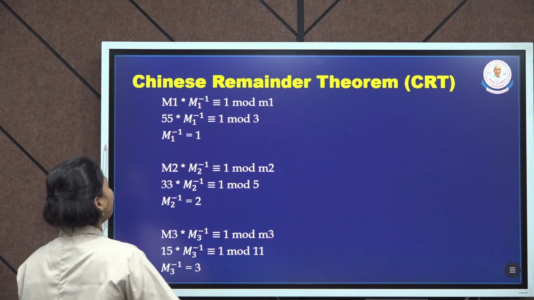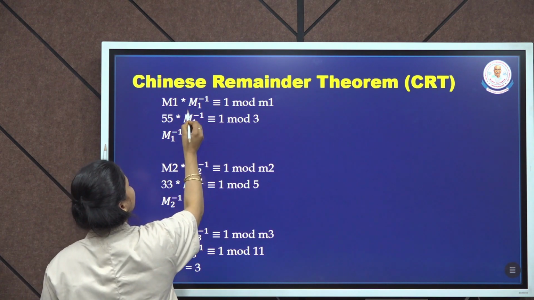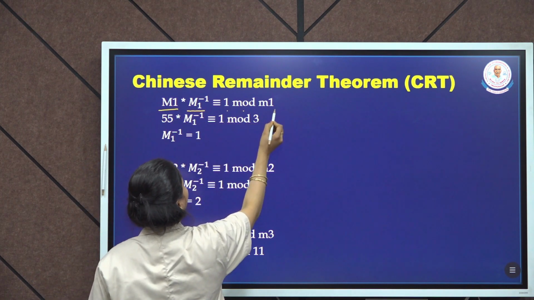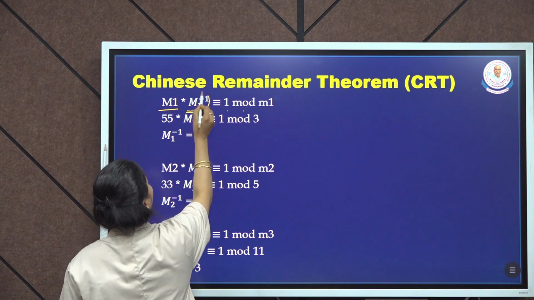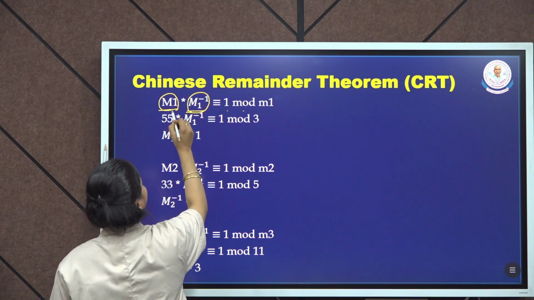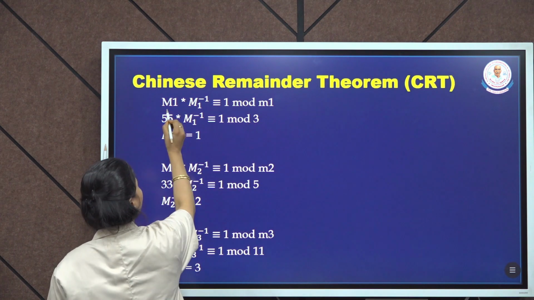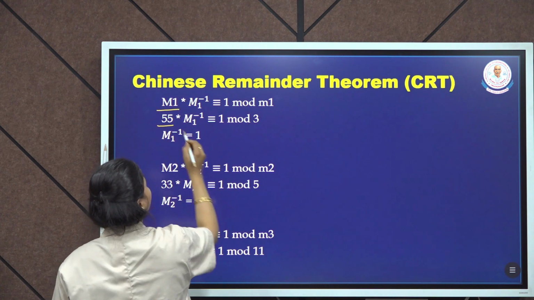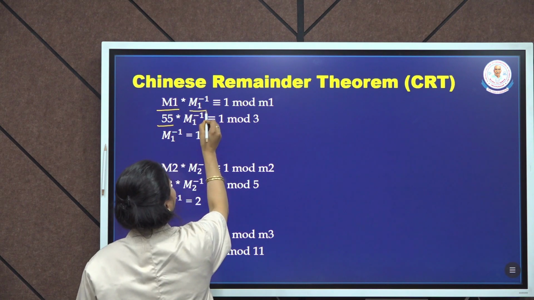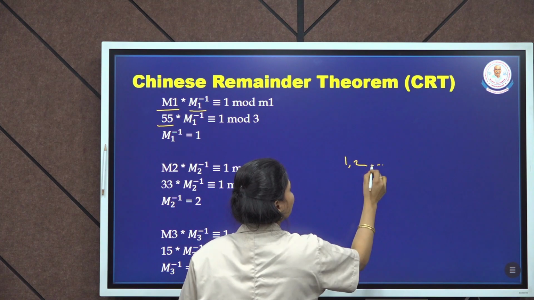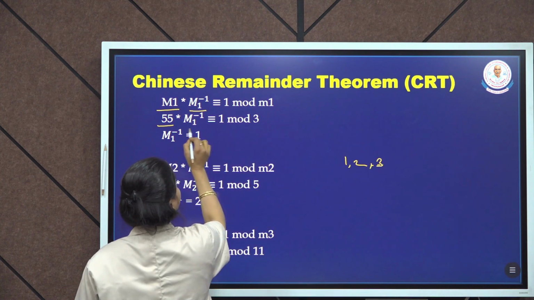So capital M1 into capital M1 inverse, this is the modular inverse of capital M1, is congruent to 1 mod M1, which means when we multiply the modular inverse of a number with the number, it gives 1 as a remainder under modulo M1. We know the M1 value is 55. Now I am going to set the value of capital M1 inverse from 1 to 1, 2, 3 until we reach the condition is true.